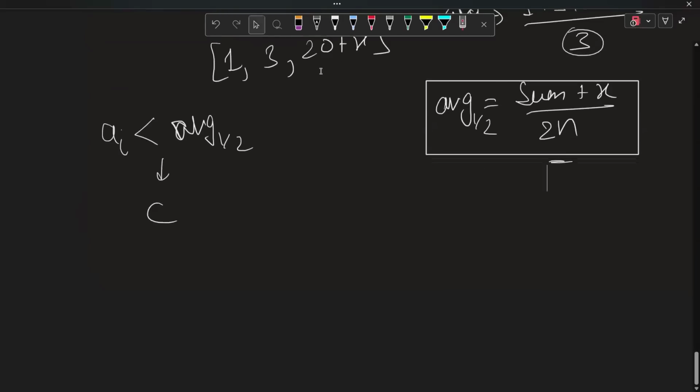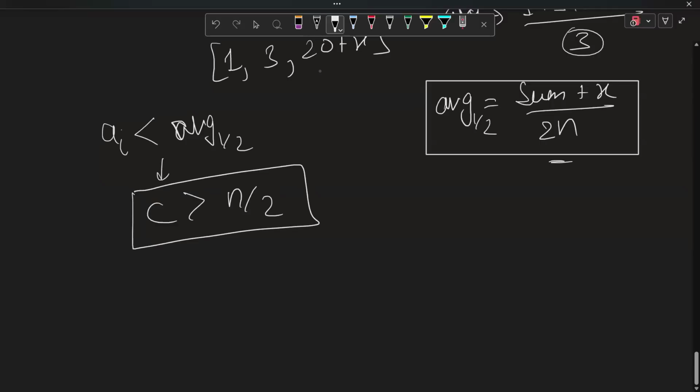Then, for Robinhood to appear, we need to find the minimum x for which Robinhood appears. So this C should be greater than n by 2. That's the condition it should satisfy. So there should be at least n by 2 plus 1 people, or more than n by 2.